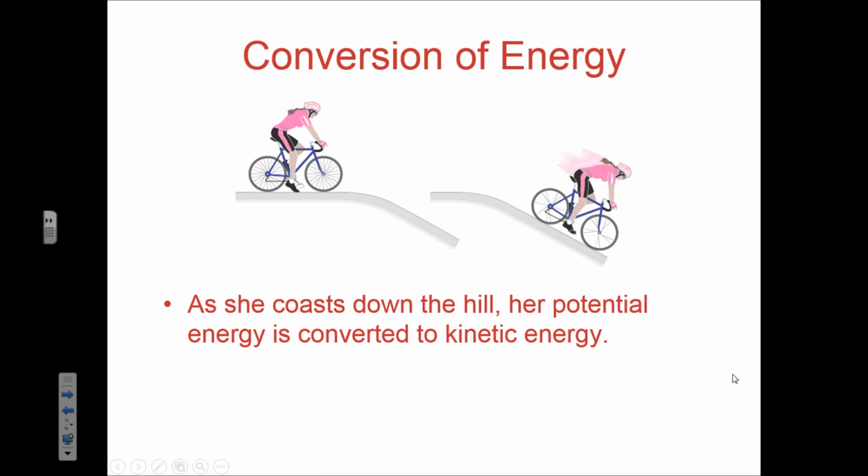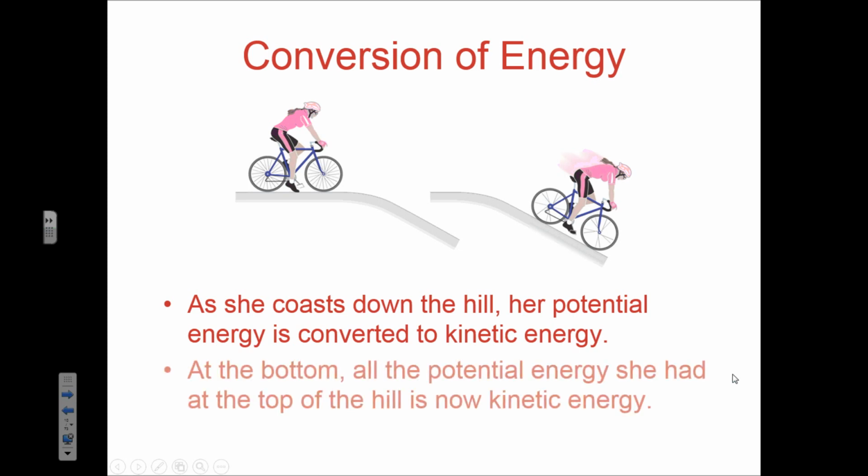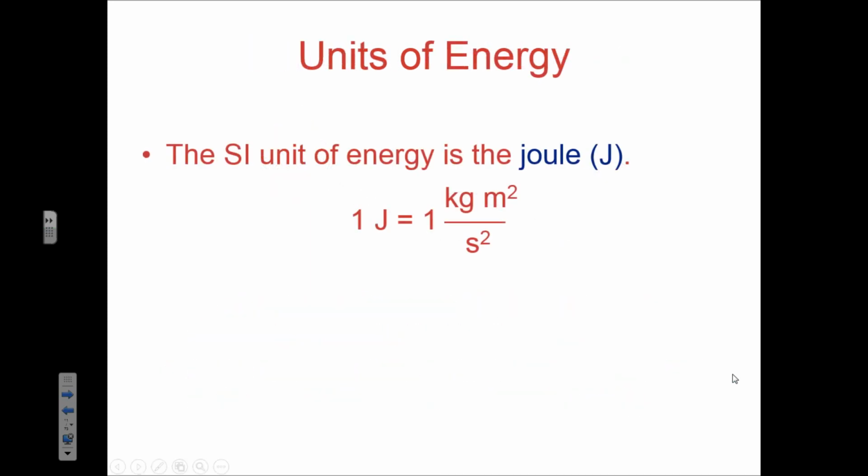Now, when this happens, we're converting from one type of energy to another, but we're not actually creating or destroying any energy. And that's actually something that deals with what's called the first law of thermodynamics. So at the bottom of the hill, the potential energy based upon the height where she was on the top has now been converted into kinetic energy of the moving bicycle as it moves down.